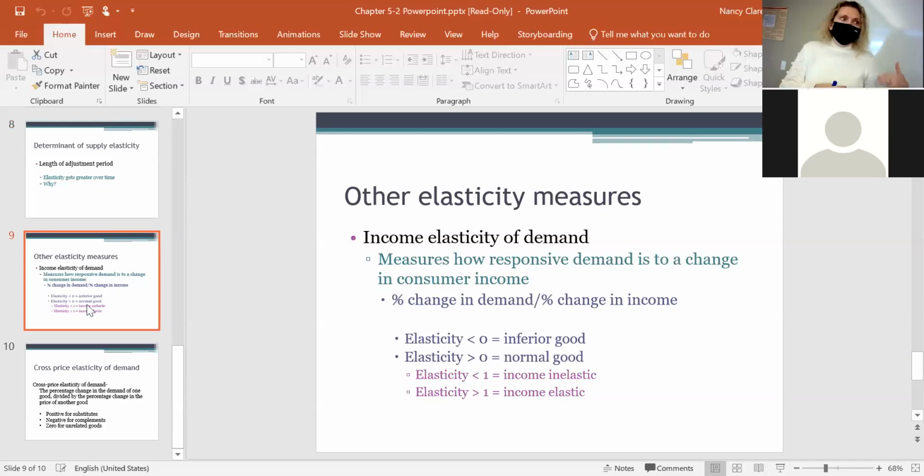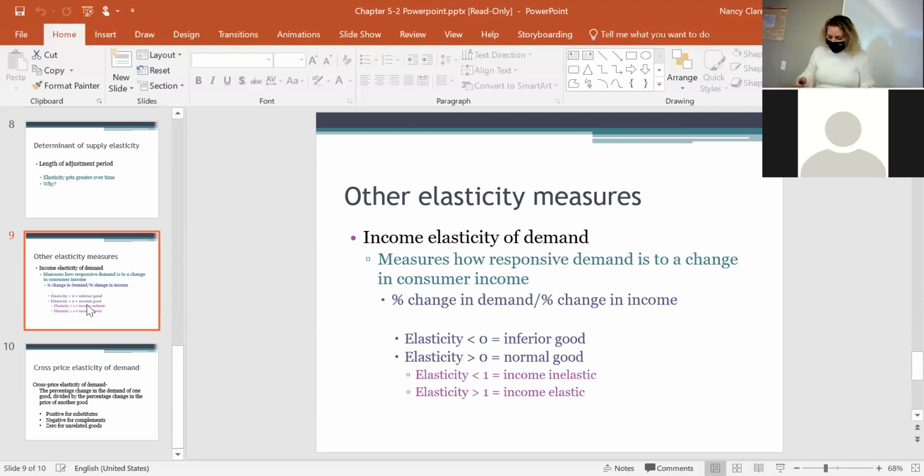If yours is very normal or very inferior, right? How responsive are people to your good when their income changes? And so the equation for that is percentage change in quantity demanded, divided by percentage change in income. So instead of changing price, we're changing income, and then we're seeing what happens to the quantity demanded as a result. With the next two measures, it's actually going to be important to keep your negatives, right? If you see negatives, because that's actually going to be able to tell you something, okay?